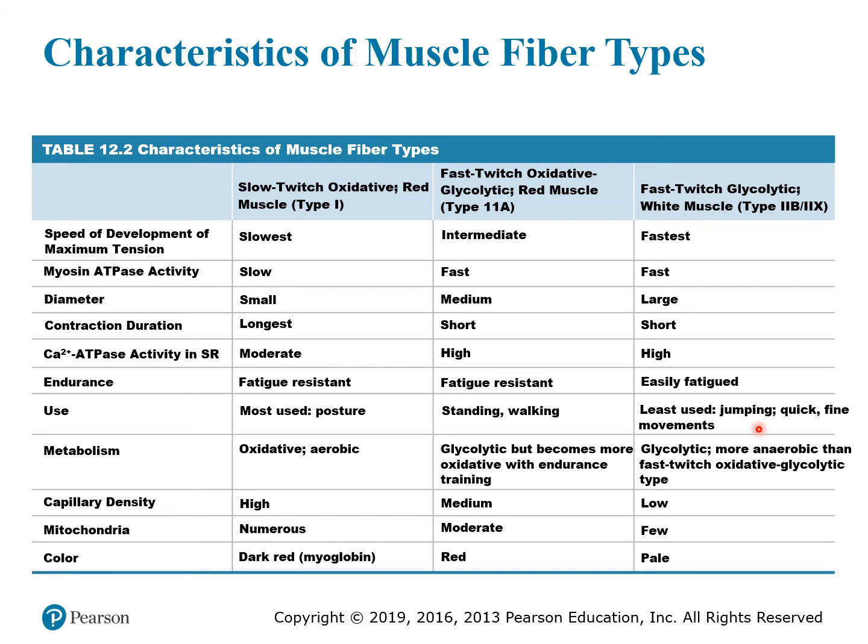Now it turns out that we actually inherit these fibers, and some of us inherit more of the fast twitch glycolytic fibers. Some of us can inherit more of the slow twitch oxidative fibers, and therefore you find individuals that are better at sprinting, because they have more of the fast twitch glycolytic fibers, so they would do really well in running really fast. You will find individuals that are better at running marathons, where they need to run for longer distances. They would have more of the slow twitch fibers, and therefore their muscles would fatigue less.